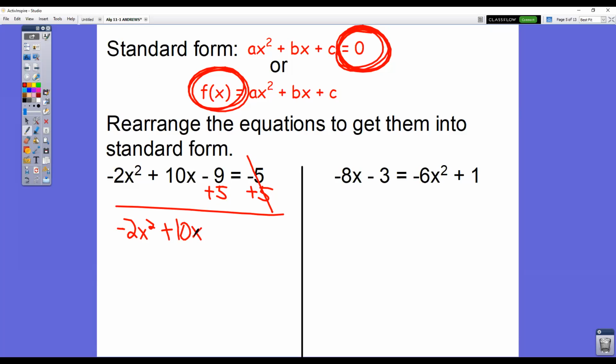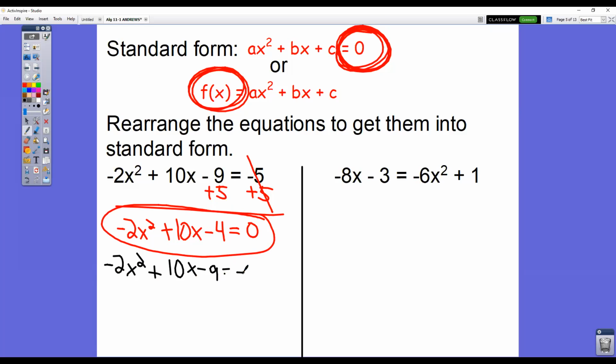Negative 9 plus 5 is -4 equals, what do I have left on that right-hand side of the equal sign? Nothing, because everything canceled out, so it equals 0. This would be a perfectly good answer for this one. And yes, it could be as easily done as that. However, if you wanted to make your life more complicated, sometimes people do, there is a completely different way to do this same exact question.